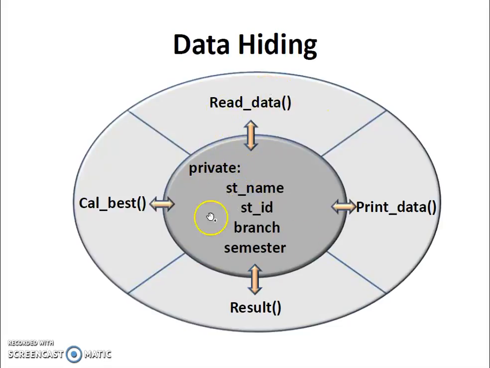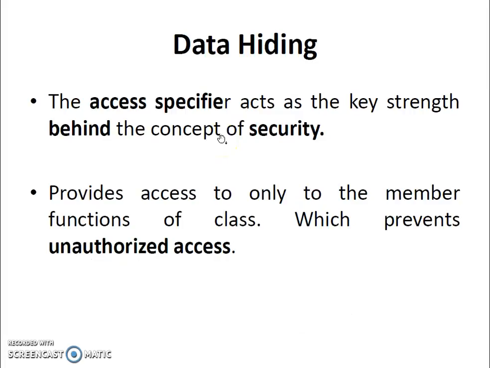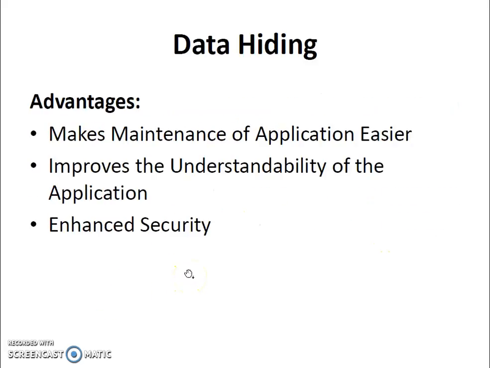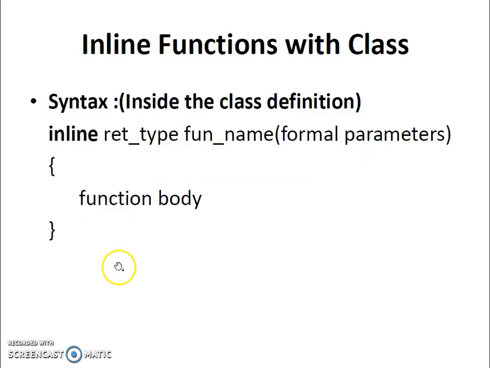Data is private, which is stored. You can access or write this data through functions. Here the importance is given to the data, and the functions protect it, through which you can communicate. The access specifiers act as the key strength behind the concept of security. They provide access only to the member functions of the class, which prevents unauthorized access. What are the advantages? It makes maintenance of the application easier, improves understandability of the application, and enhances security.